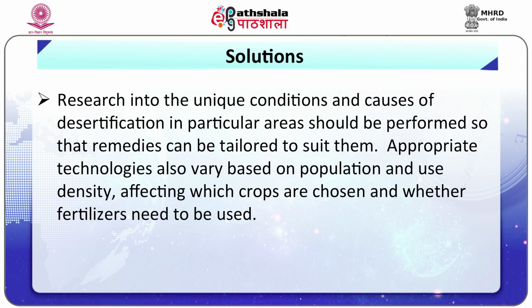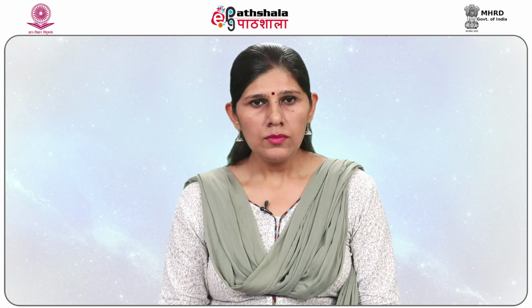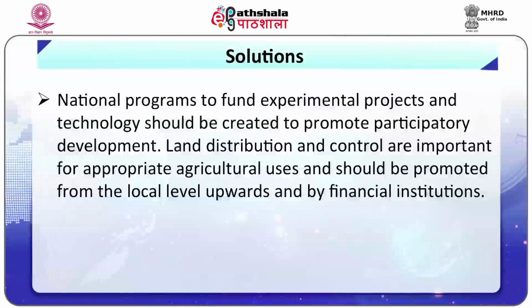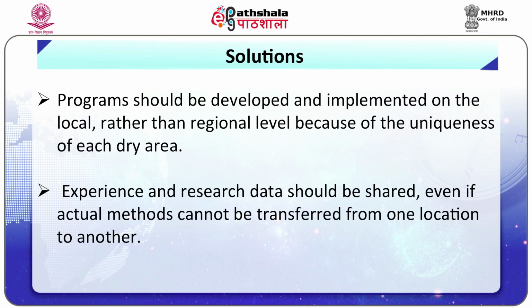Appropriate technologies also vary based on population and use density, affecting which crops are chosen and whether fertilizers need to be used. Number 4. A uniform global solution cannot be implemented to handle the problem. Number 5. National programs to fund experimental projects and technology should be created to promote participatory development. Land distribution and control are important for appropriate agricultural uses and should be promoted from the local level upwards and by financial institutions.